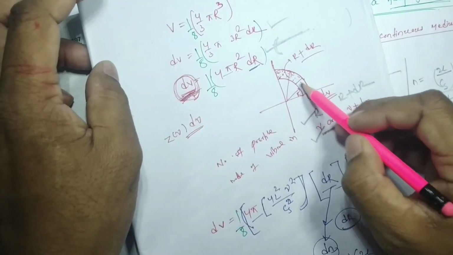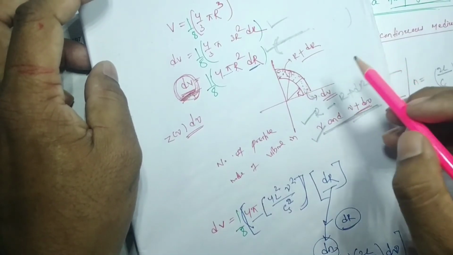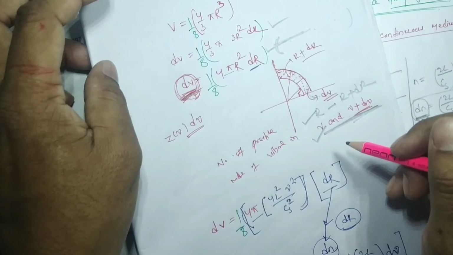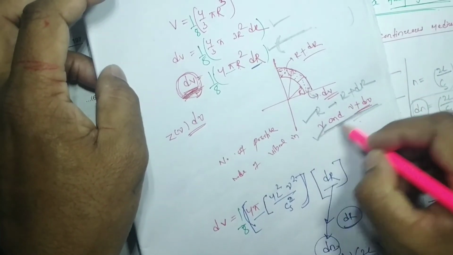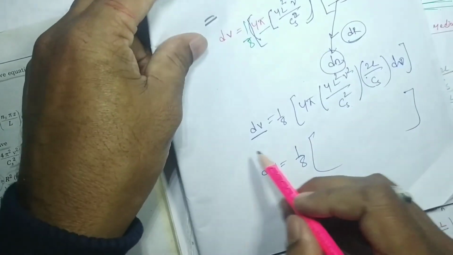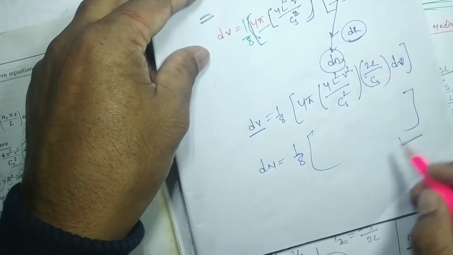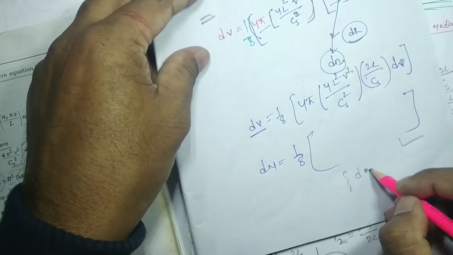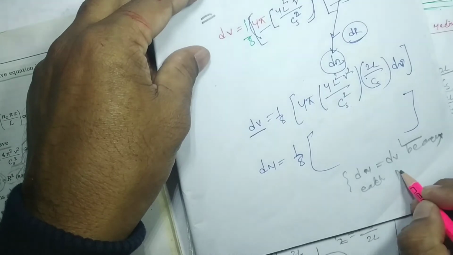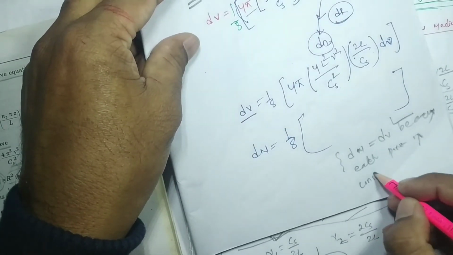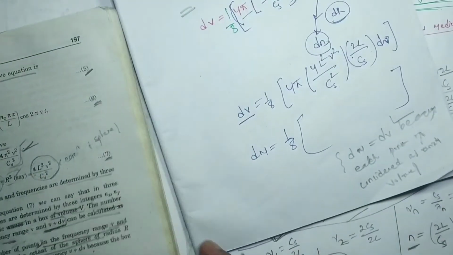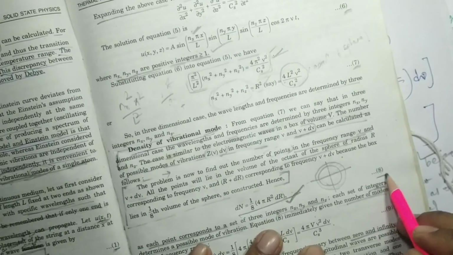So here the number of points in this volume, which is enclosed in the sphere having the radius R plus dr and R, is equal to the number of possible modes of vibration in the frequency range mu and mu plus d mu, which will be equal to dv equal to this much, what I told. So dn will be this one. Here you just write that dn will be equal to dv because each point is considered as unit volume. This much you have to write, and finally you can get the eighth equation.